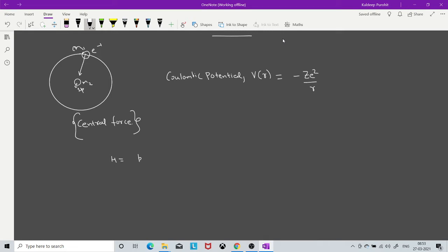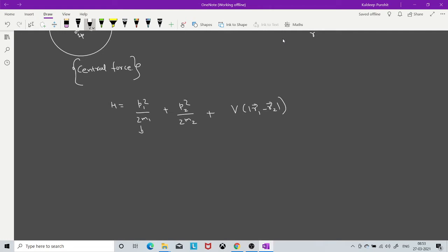I will write H is equal to P1 square by 2m1, then P2 square by 2m2, plus the potential energy, which here is only due to this Coulombic potential energy between the electron and the proton, nothing else. So I will write V, which is a function of the magnitude of r1 minus r2. This is the kinetic energy due to the electron, this is the kinetic energy due to the proton, or you can say nucleus also, and this is the potential energy due to the Coulomb force.